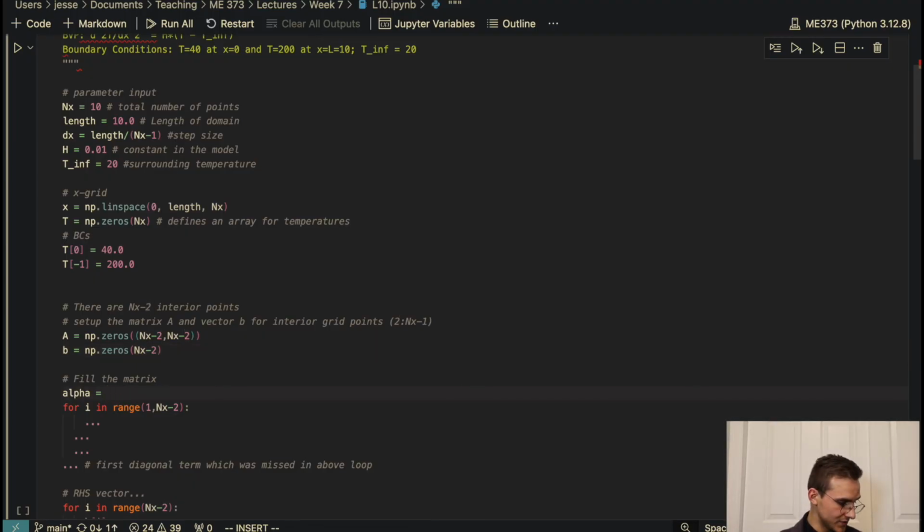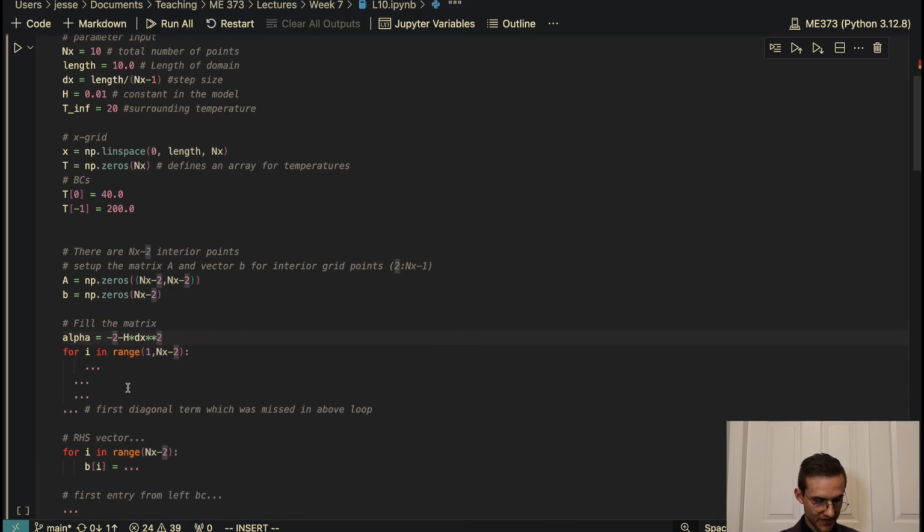Okay, and now let's go ahead and fill the matrix. We'll use that alpha value that we defined. It was -2 minus h times dx squared. Okay, that was our value for alpha. And now we're going to move basically along the diagonal of the matrix, and we're going to set the diagonal value and the values flanking it to the values that we need for the system matrix to be of the correct form, that tridiagonal form.